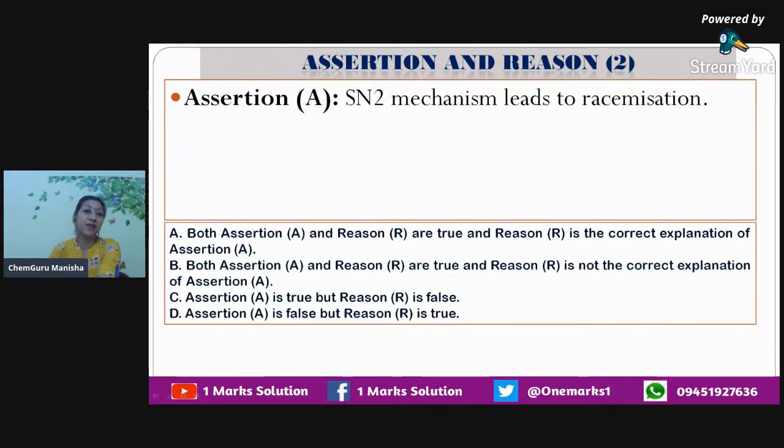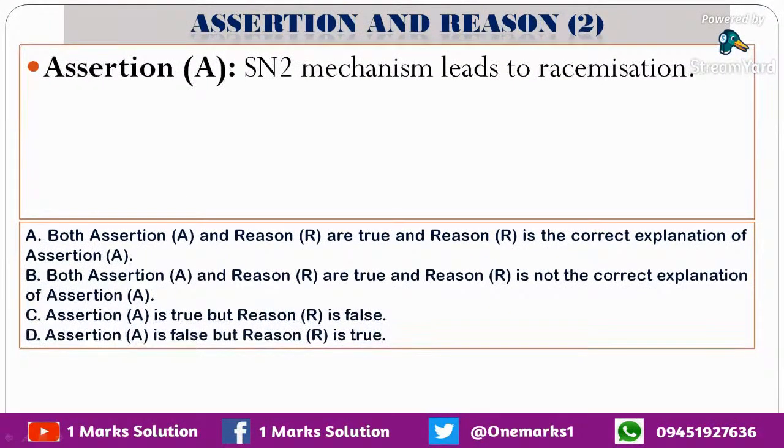Next assertion statement that we have is SN2 mechanism leads to racemization. This is not correct. SN2 mechanism is a one-step process. It's a one-step reaction. Now, when we have a one-step reaction happening, suppose you have C, you have X, I'm just taking R, you have H, and one nucleophile is attacking. So what would happen? You will have a pentavalent state, that intermediate stage forming. And once that X goes off and the nucleophile comes in, there will be inversion of configuration happening.